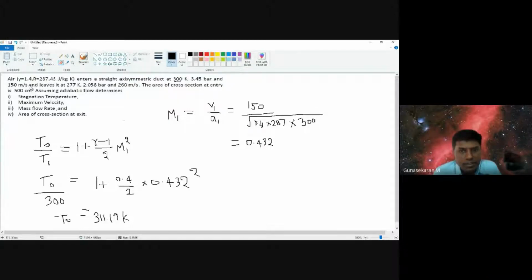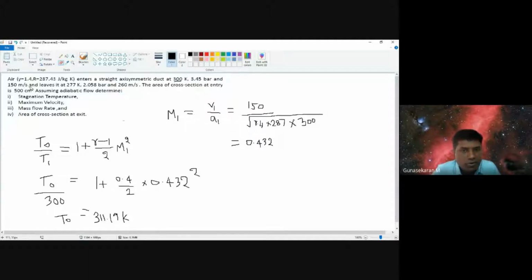The area of the cross section at the entry is 500 centimeters square. So by assuming the adiabatic flow condition, we have to find out the stagnation temperature, maximum velocity, mass flow rate, and area of the cross section at the exit. Okay, so this problem is similar to our previous problem.